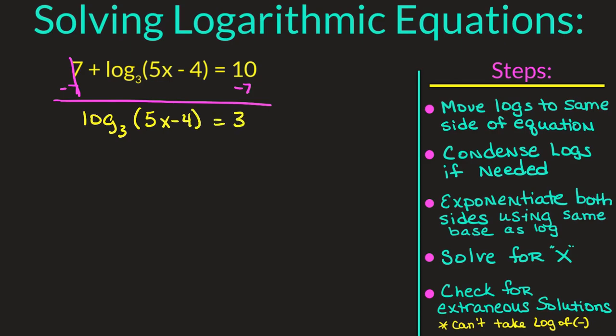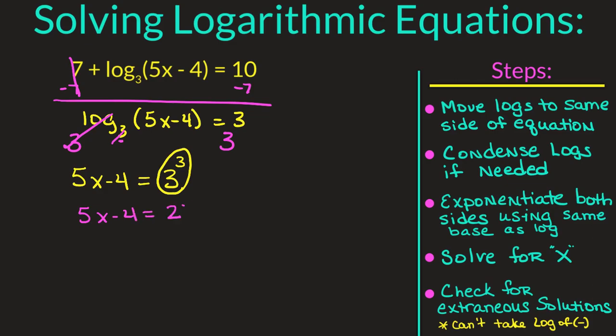And then the inverse of a log is an exponential. So we're going to exponentiate both sides using that same matching base. And then so the log base 3 and 3 go away. And we are now left with 5x minus 4 equals 3 to the third power. Well, 3 to the third power we know is going to equal 27. So we have 5x minus 4 equals 27.